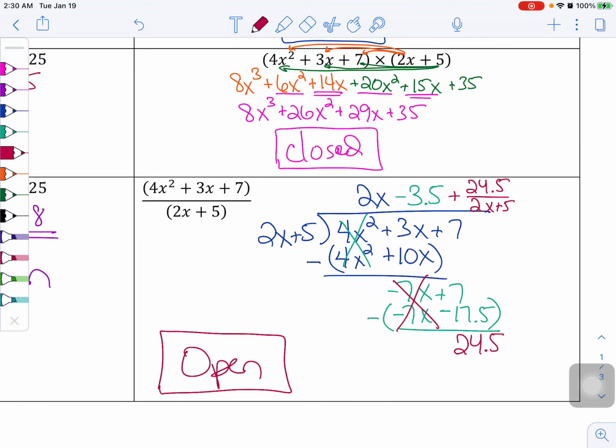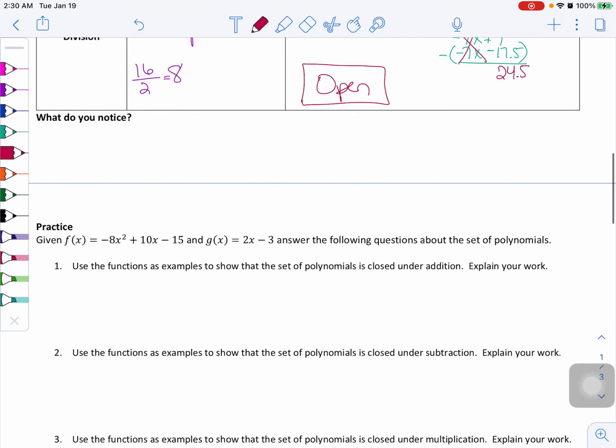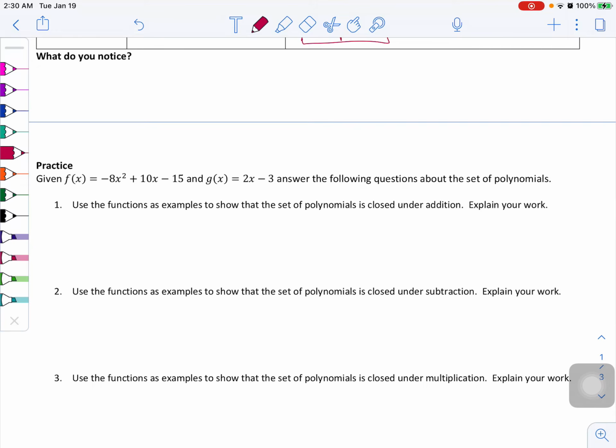So division is considered open for polynomials. All right, so a little practice set at the end here. Use the functions as examples to show that the set of polynomials is closed under addition. So we've got these two polynomials, f of x here and g of x here. And it says that we're supposed to use this to prove that it's closed under addition.